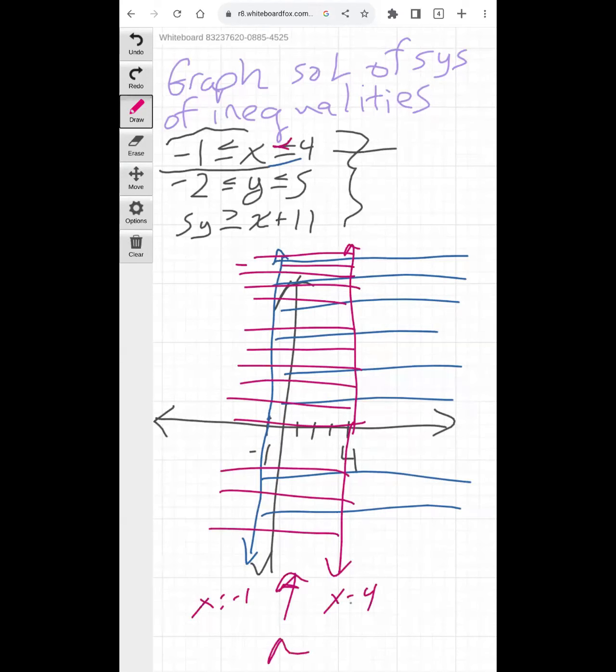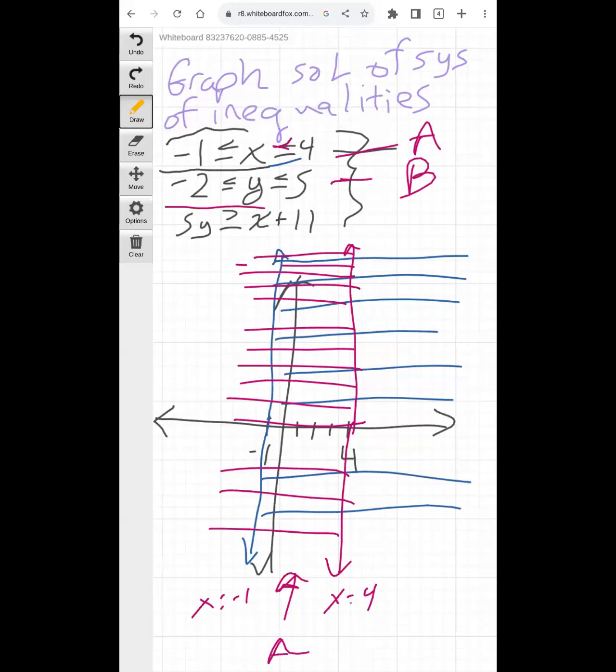I'll call this inequality A, and I'll mark it up here. Now let's take the second inequality, and let's call that inequality B. Similar to the first one, we look at the first part of the inequality, which is a horizontal line, and we graph and shade all values for y that are greater than or equal to -2.